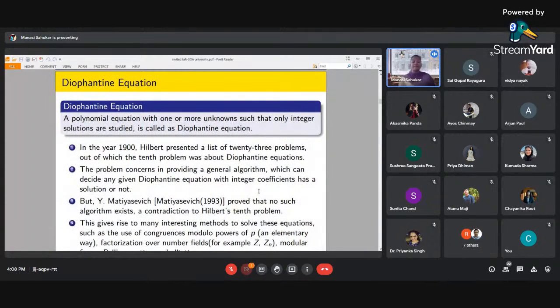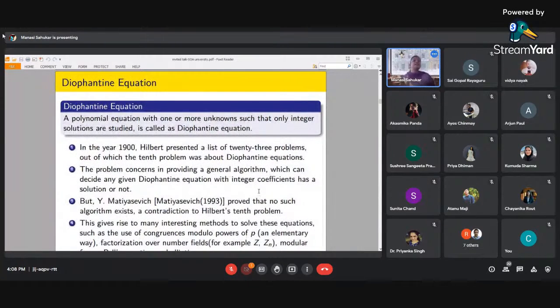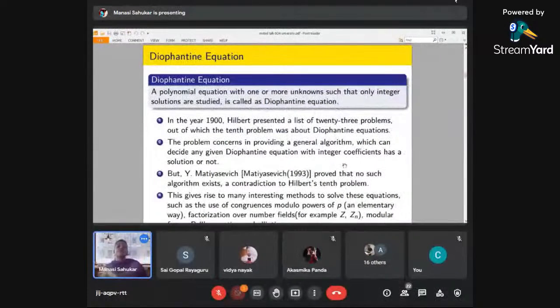There it comes, why I'm talking about the difference between two perfect powers. The problem is called an equation. We're finding a special type of equation for which we look for solutions, but only natural number solutions, only integer solutions. So there comes the Diophantine equation: any polynomial equation with one or more unknowns such that only integer solutions are studied is called a Diophantine equation, because we consider only integer solutions, not rational or irrational solutions.